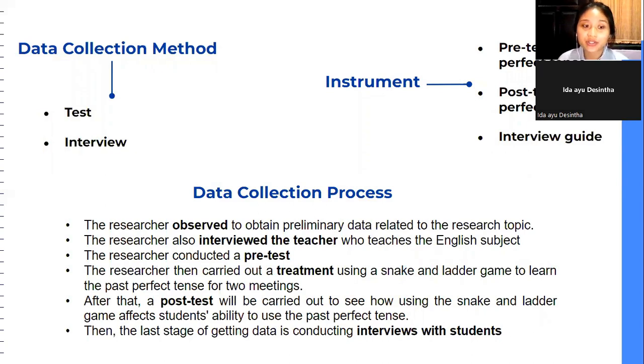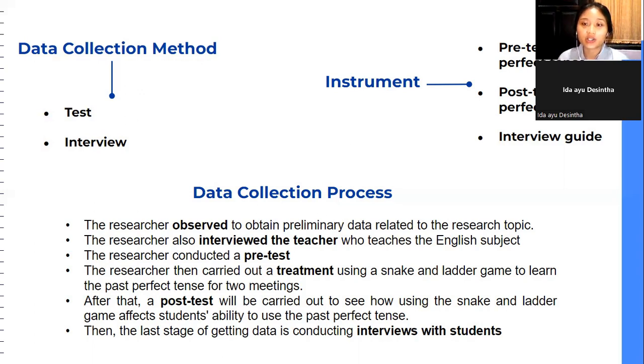There are two types of data collection methods in this research. First is tests. There are two types of tests that will be used in this research, such as pre-test and post-test. Pre-test will be conducted before the treatment, and post-test will be conducted after the treatment given to the students. And the next is interview. The instruments of this research are pre-test of the past perfect tense, post-test of the past perfect tense, and the interview guide.